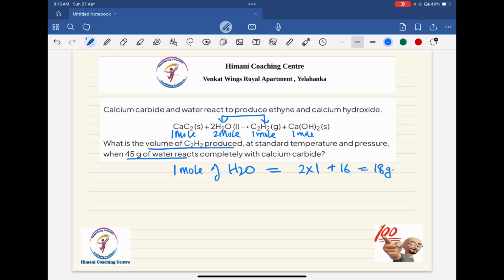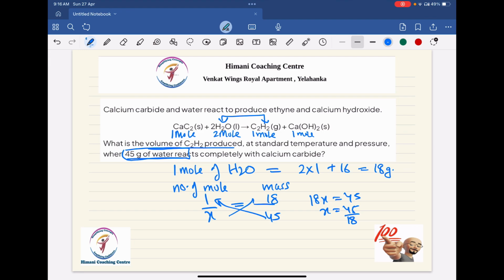Okay, so we have 45 grams of water. Let us find the number of moles in 45 grams of water. So 1 mole is 18 grams, and we want to know how many moles in 45 grams. 18x equals 45, x equals 45 by 18, which is 5 by 2. So we have 5 by 2 moles, or 2.5 moles, of water in 45 grams of water.